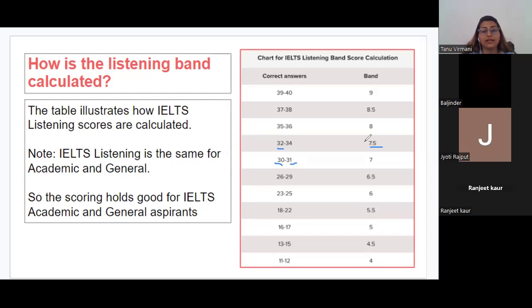Yes, ma'am. It is the same for both general candidates and academic candidates. So in this way, your listening bands will be calculated. So suppose you're getting only 6 in your listening module, that means 23, 24 or 25 of your answers are correct. You're not getting more than this.